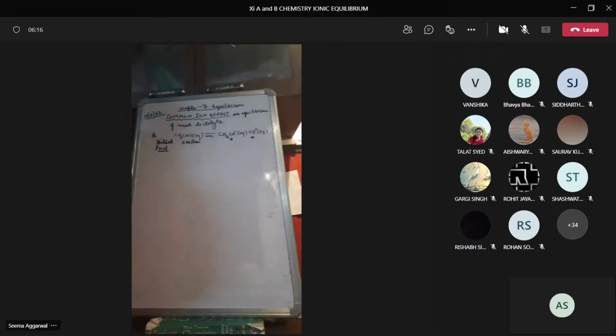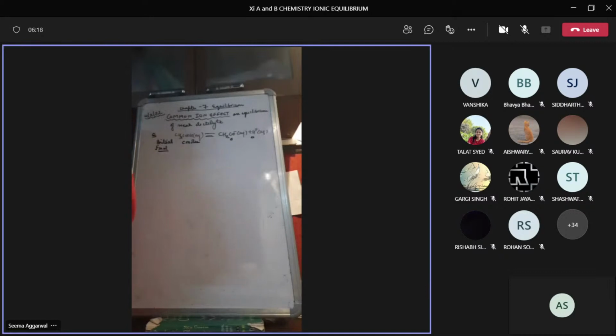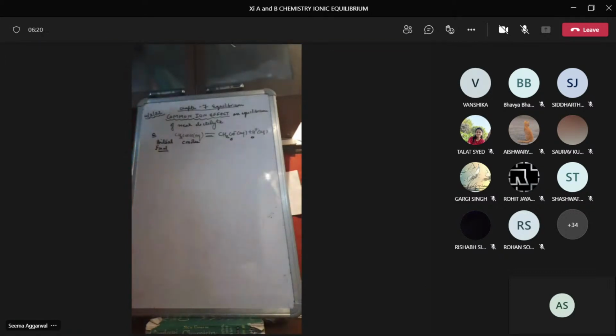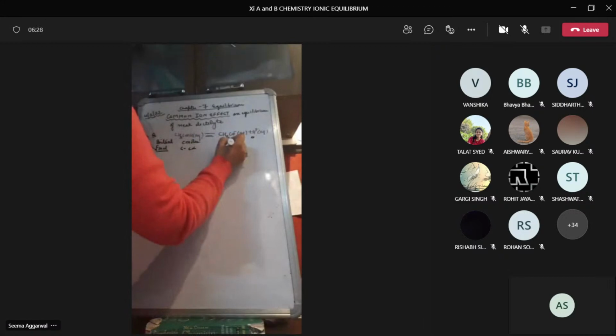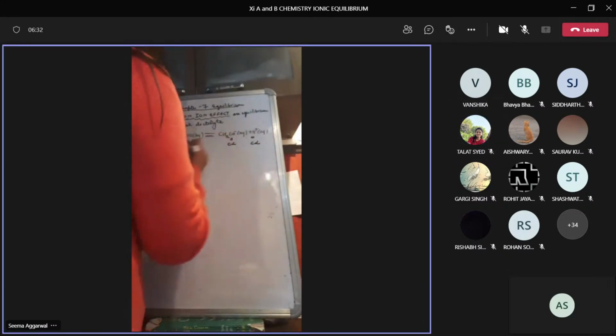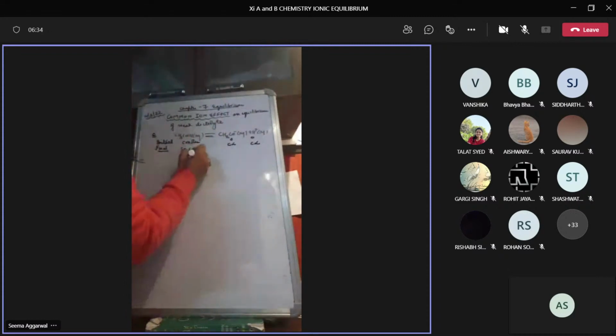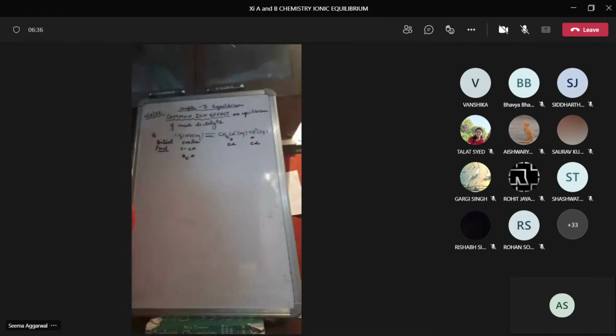What will be the final? It will be C minus C alpha. Yes, good. And what about this? Ma'am, C alpha, C alpha. Okay. Now what is Kc for the reaction? How do we write Kc? Ma'am, it will be C alpha square upon C minus C alpha.